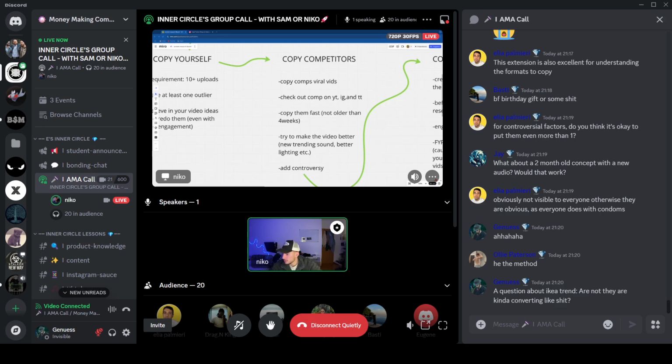A question about the IKEA trend: are they not converting badly? It depends on the product, but yeah, most of them are actually converting badly. But something you have to keep in mind, because most of you guys only see the money: if you run a product for multiple months, you will reach a point where you have no idea what to do. Your account is saturated. You do the same things over and over again. Your audience is saturated. Your account is not growing anymore. But you need to spark a fire. Otherwise, they will unfollow.